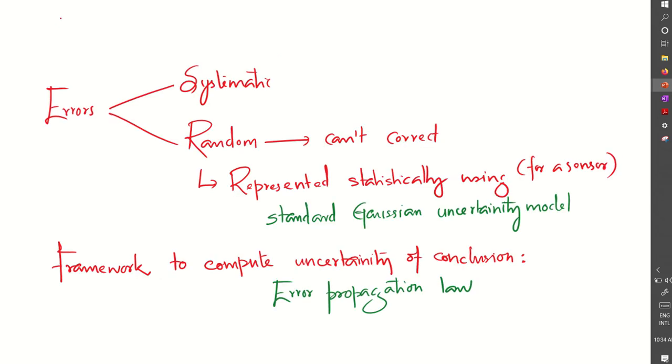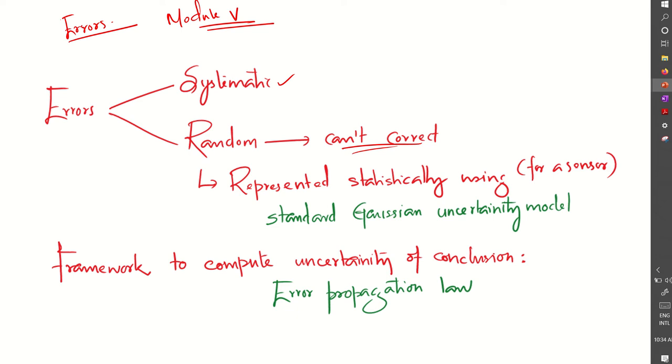Now we are going to discuss the next topic, which is errors. It is in module 5. So errors, we already know there are 2 errors: systematic errors, which are predictable, and we can even eliminate that error. Then comes the random error, which we cannot correct.